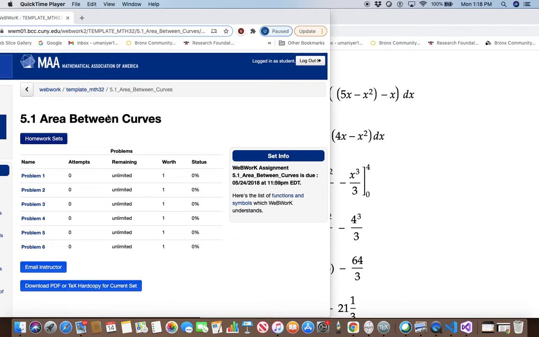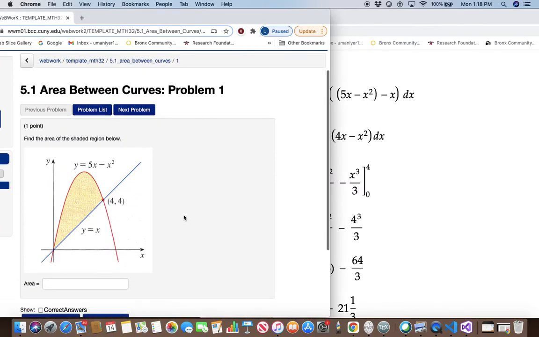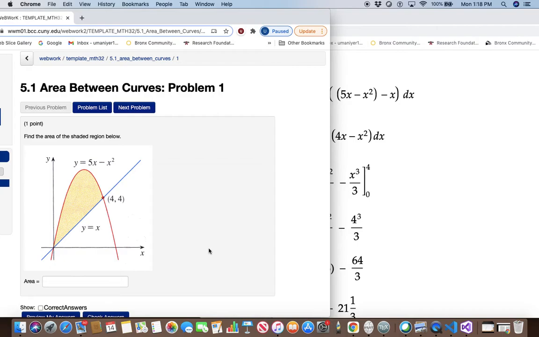Back. So now we can start problems on section 5.1. Problem 1. Find the area of the shaded region below.